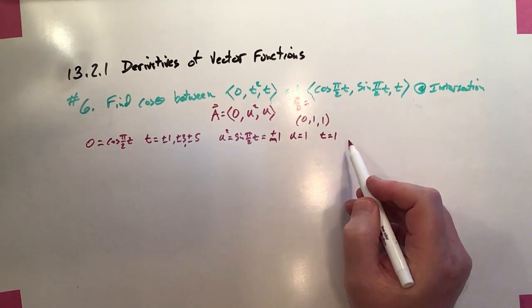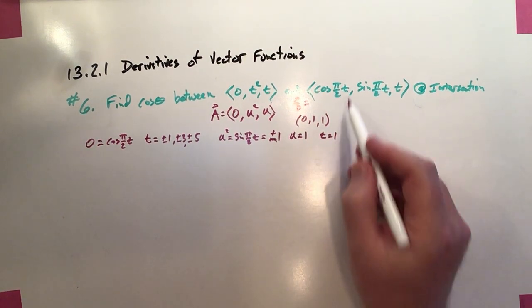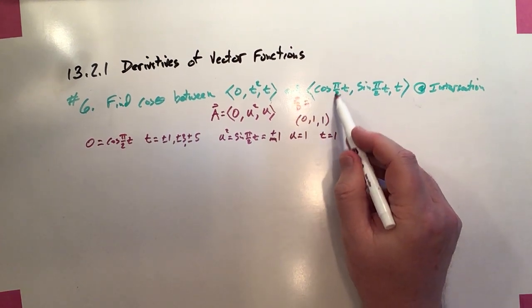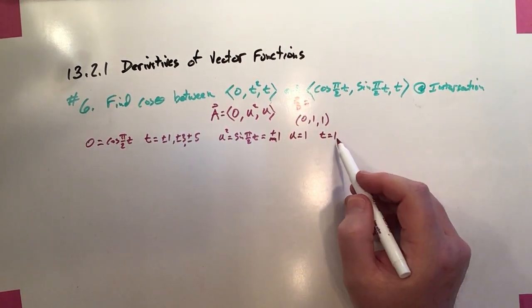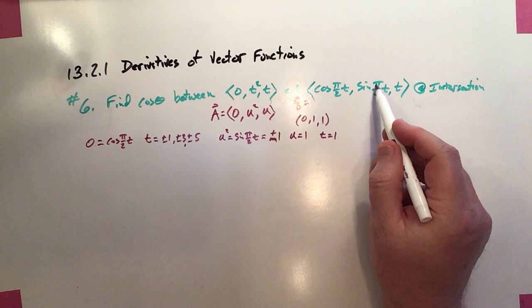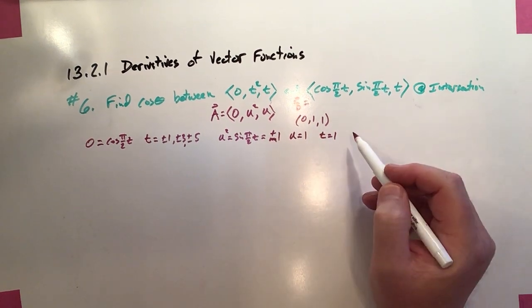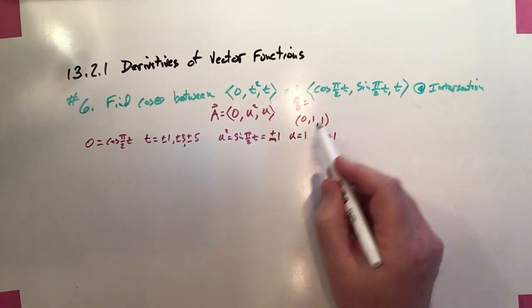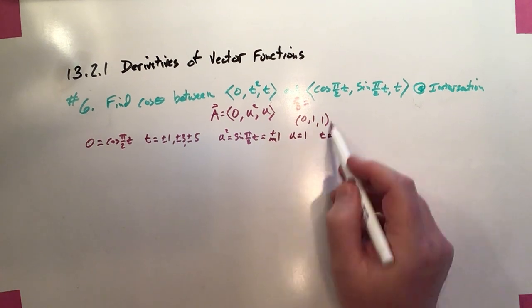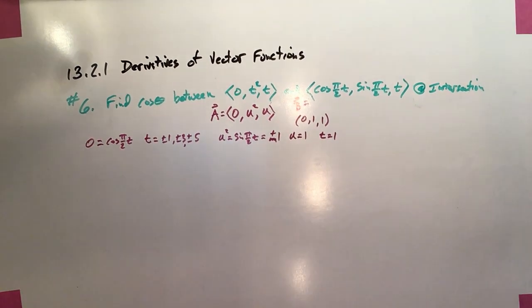Well, clearly the z component, t can only be equal to 1 and match this point. Let's see if it makes the other two work out as well. t equals 1 here is cosine of pi over 2, that's 0. Hey, that works. And t equals 1 here makes it sine of pi over 2, that's 1. Hey, that works. So u equals 1, t equals 1 produces an intersection point. That's the intersection point we'll use to find the angle.